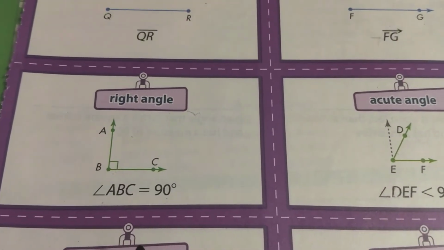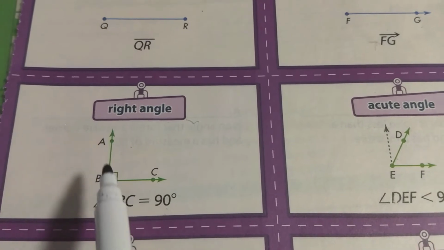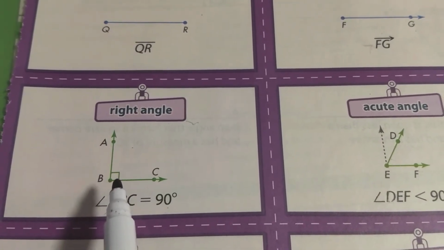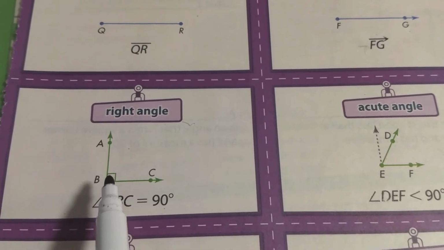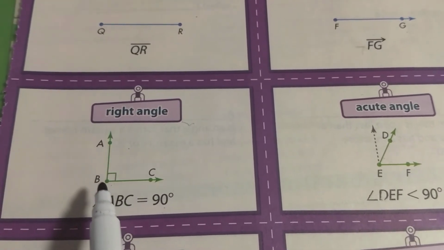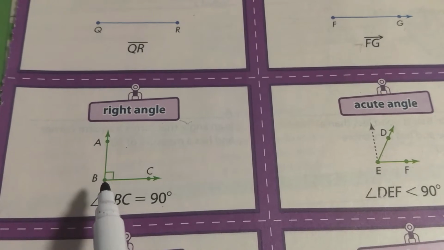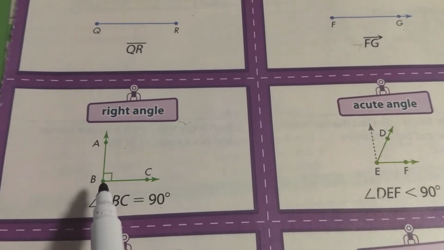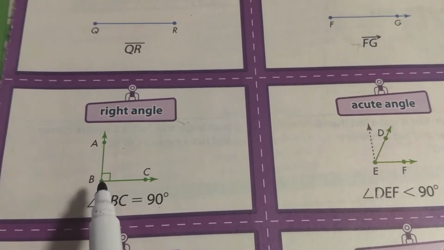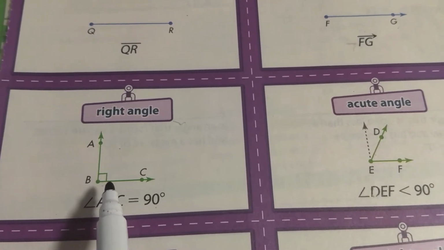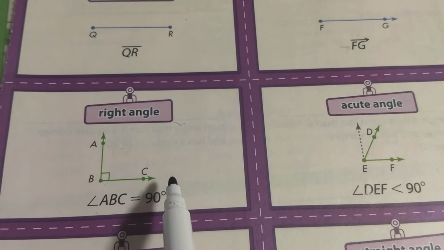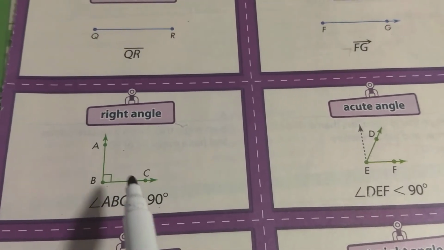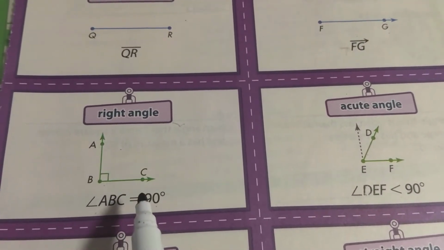This is a right angle. A right angle forms a square in the corner. It's made up of two rays. If you notice, it has an endpoint here and then an arrow that goes out from B to A. Okay, and it also has another ray that starts here with B and goes out in one direction to the letter C. So an angle is made up of two rays. So this is a right angle.